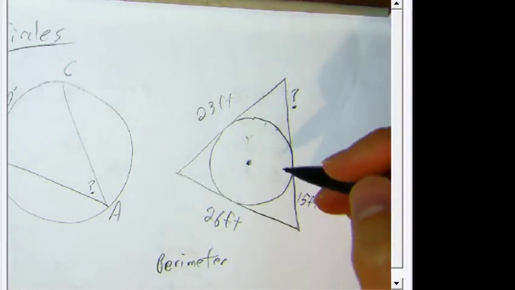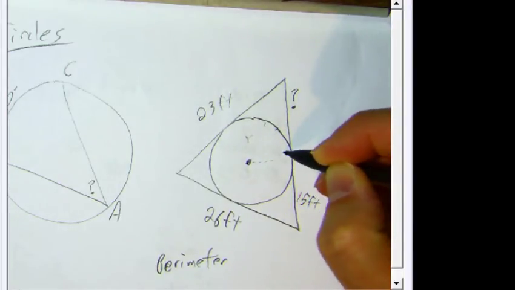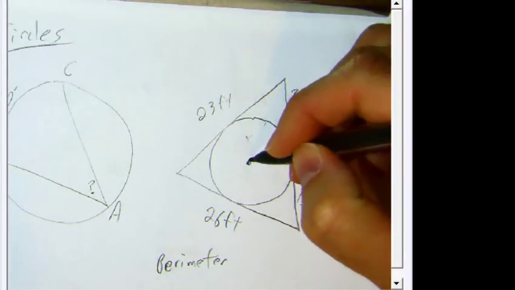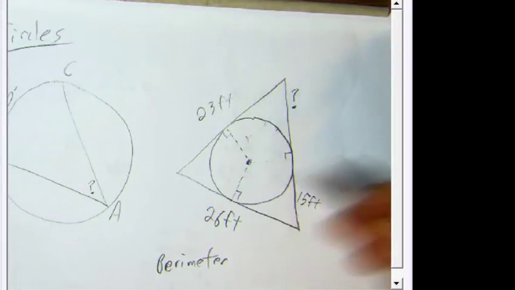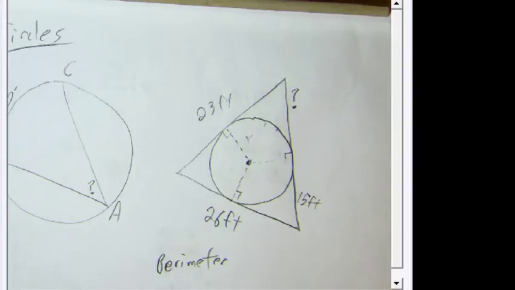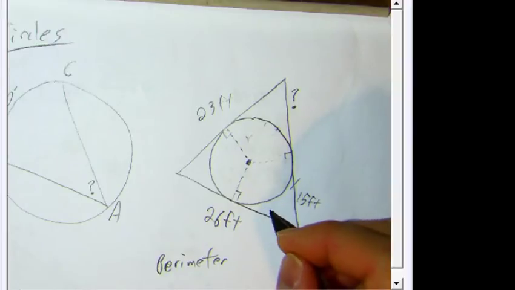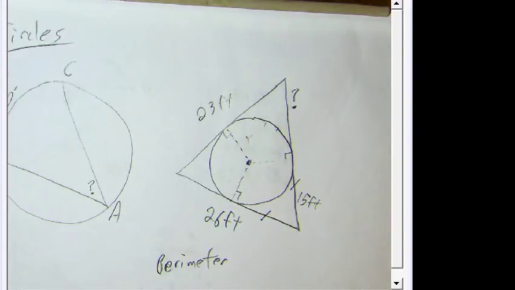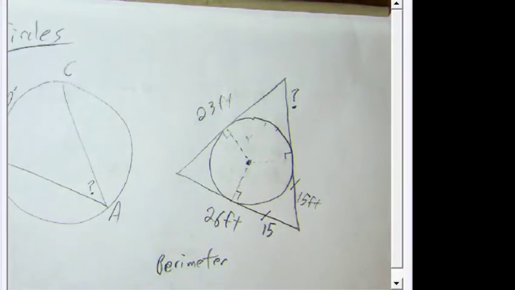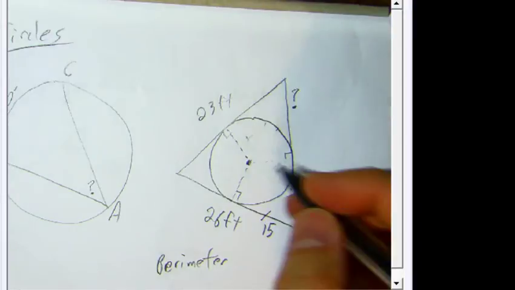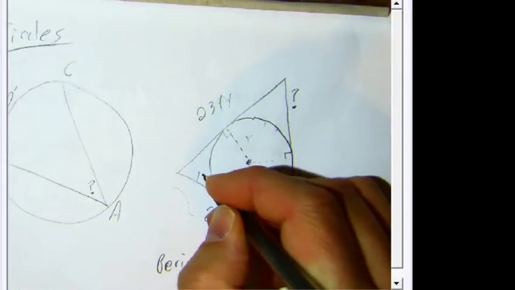So the idea here is these are all tangent lines. Since this is a tangent line, that means it's perpendicular to the radius here, perpendicular to the radius here, perpendicular to the radius here. That also tells me that these two segments here and here are congruent. So if that's 15, then this one is also 15, this little piece here. And since the whole side here is 26, 26 minus the 15 makes this side 11.